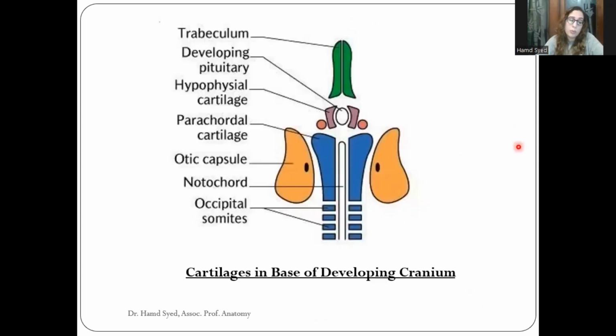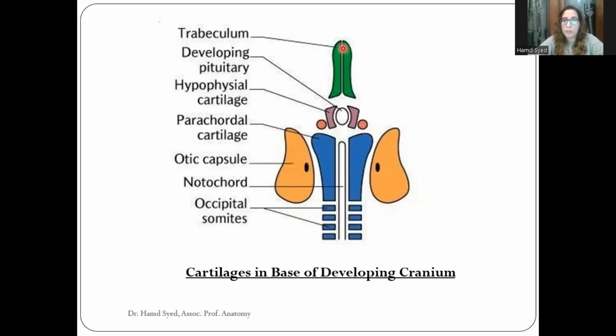When we're talking about bones which are going to form in the base of the skull, I told you these bones are formed by endochondral or intracartilaginous ossification. So this means that initially the pieces of cartilage appear, which are then in later stages going to be replaced by bone. Now, what are the cartilages which appear in the early stages of development? They have specific names.